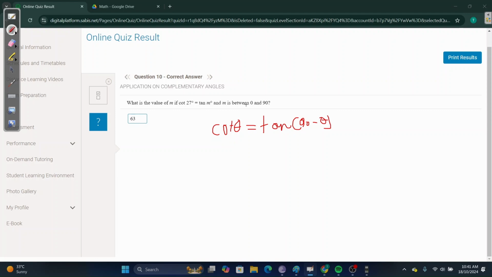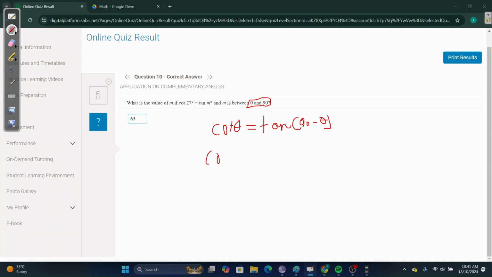Okay, you can do this method only if it's given that it's between 0 and 90. That's why they gave this, so you can apply this. Or you can do cotangent is 1 over tangent, but it's going to be much harder, and it's practically impossible without a calculator with an equation solver. So we're going to use this method.